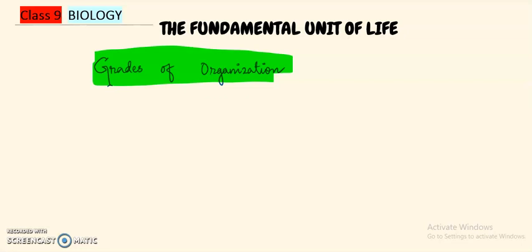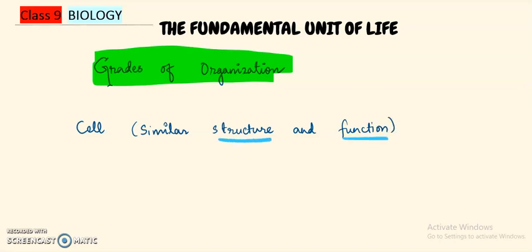So in this video, the first one will be an introductory one where we will be studying various grades of organization. Okay, so whenever we are studying grades of organization, remember cell is the basic unit of life, right? And all the cells that are similar in structure and function. This is a very important key term that you should know at this stage, that all the cells that are similar in structure and function. Now, what do we mean by structure? What do we mean by function?